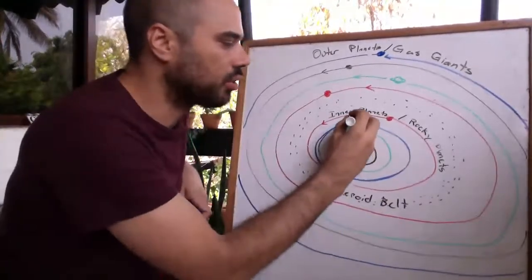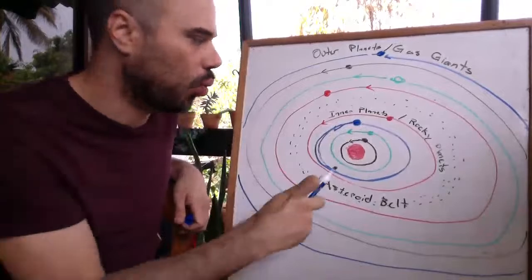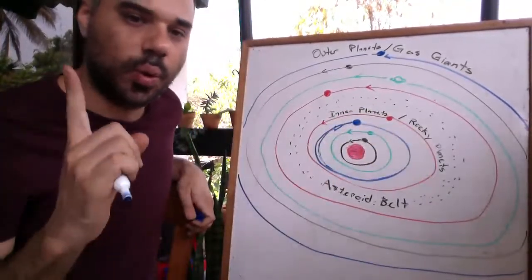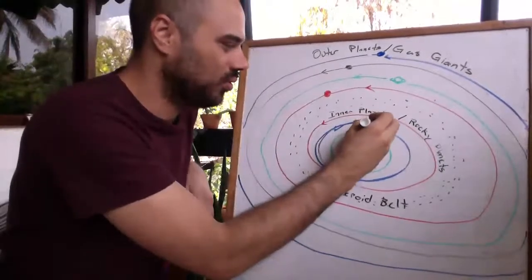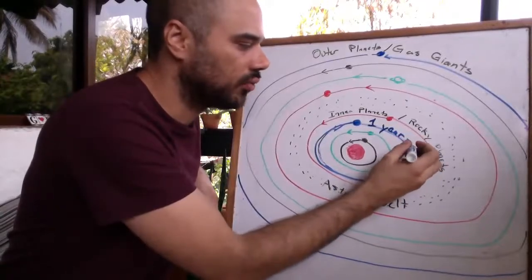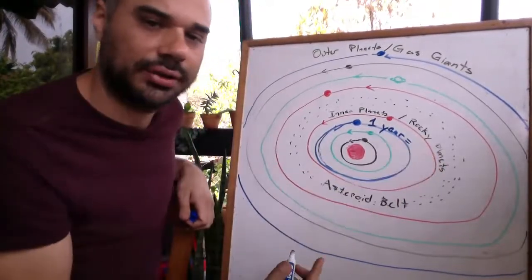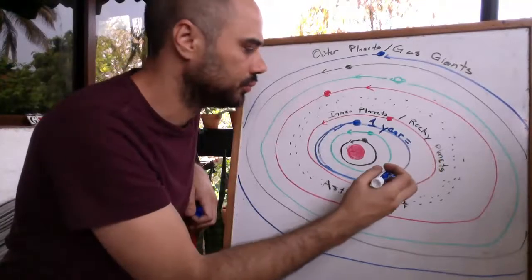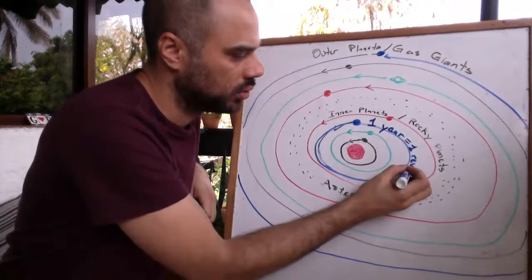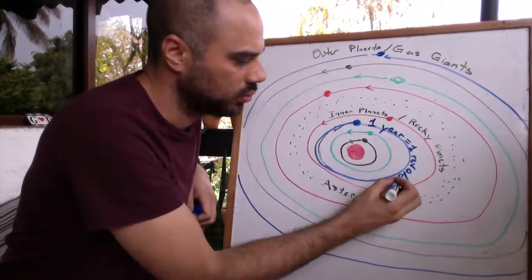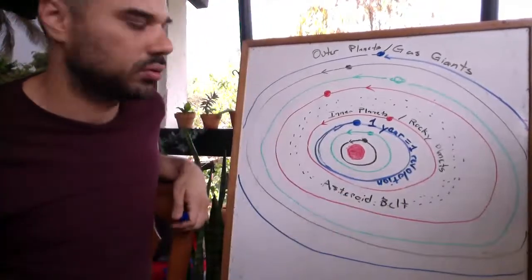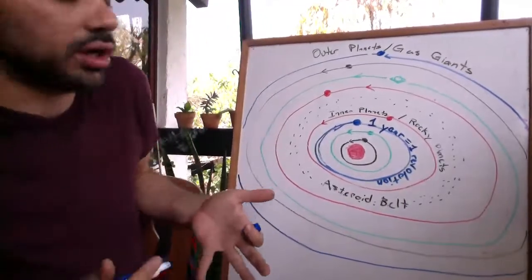And for planet Earth, how much time does it take to make one revolution? The answer is 1 year. So 1 year is equal to one revolution in planet Earth. One revolution. 1 year, one revolution. Okay? So this is a year.